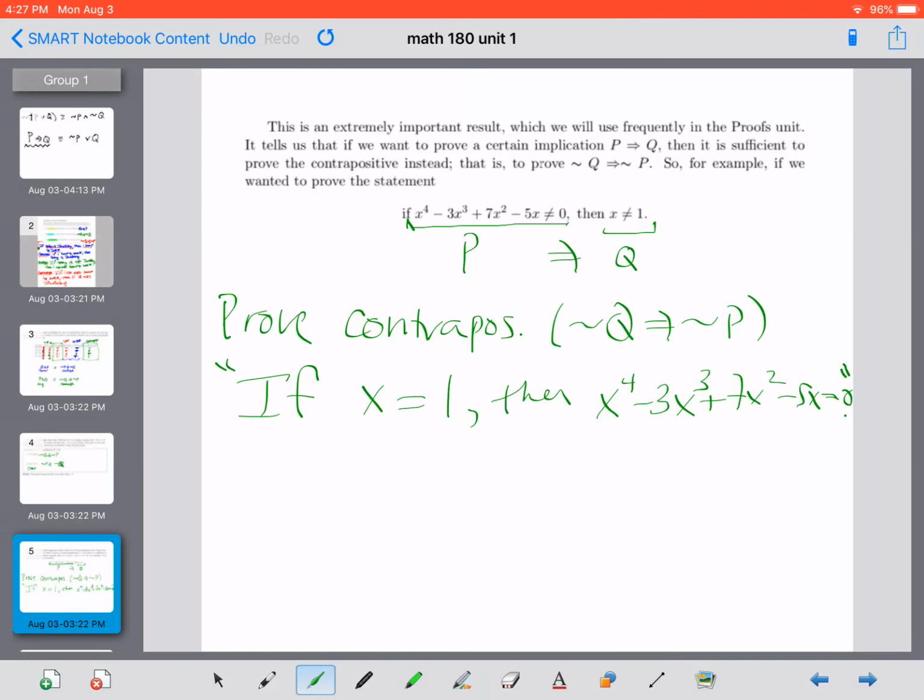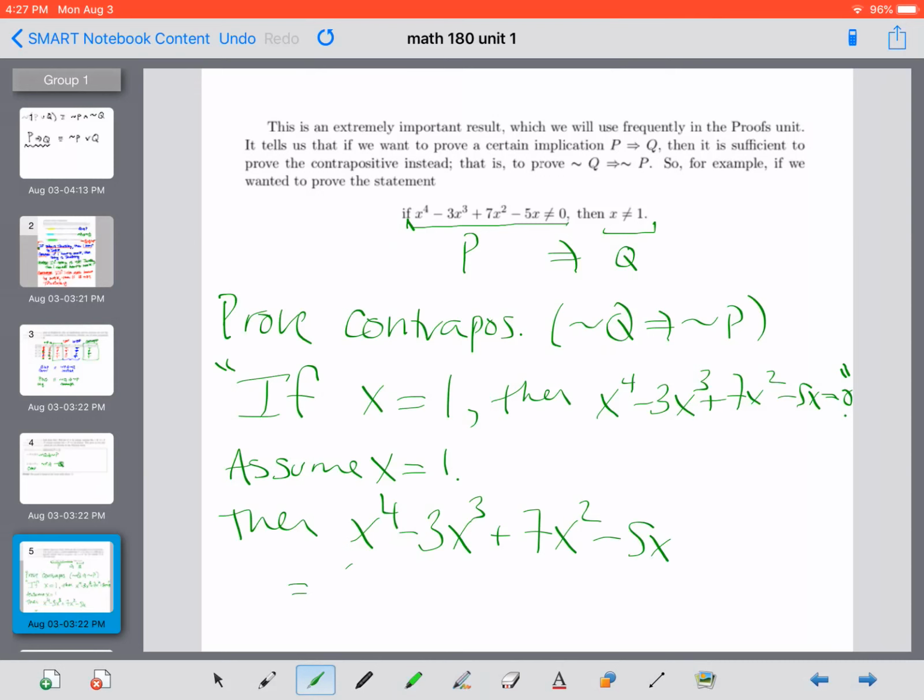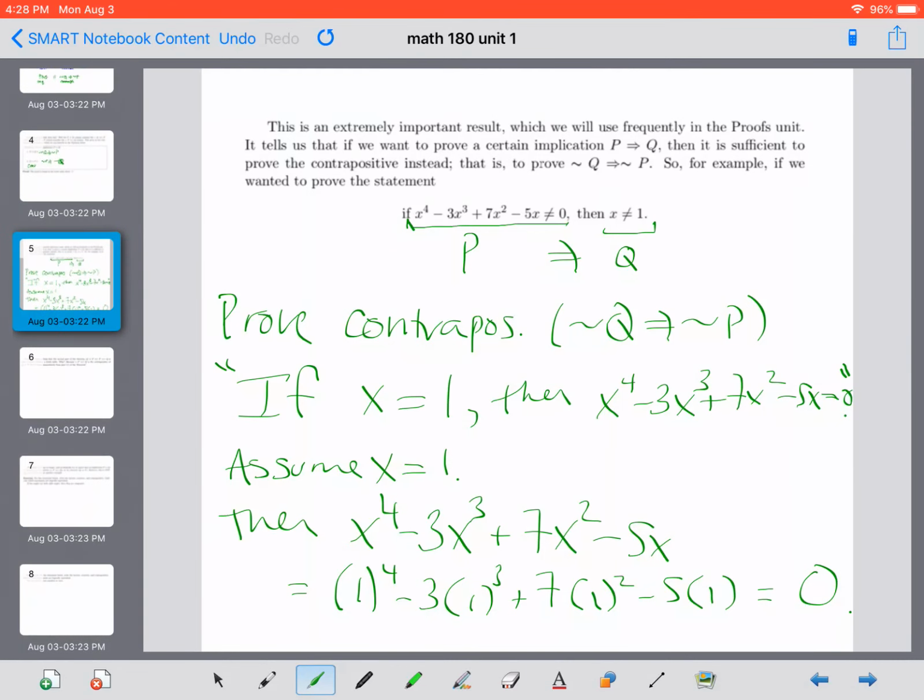This is very easy to prove. Assume x is equal to 1. Then we have x to the fourth minus 3x cubed plus 7x squared minus 5x is going to be equal to 1 to the fourth power minus 3 times 1 to the third power plus 7 times 1 squared minus 5 times 1. And you can see how in the end you're going to end up with 8 minus 8 equals 0, which is exactly what we wanted to prove. So it's really easy to prove the contrapositive here. And because the contrapositive is true, we can conclude that the original statement must be true as well.